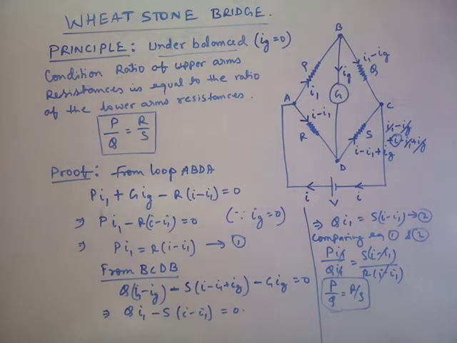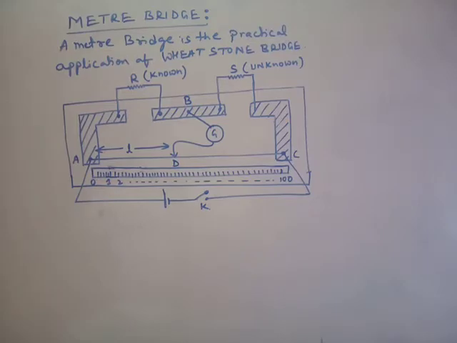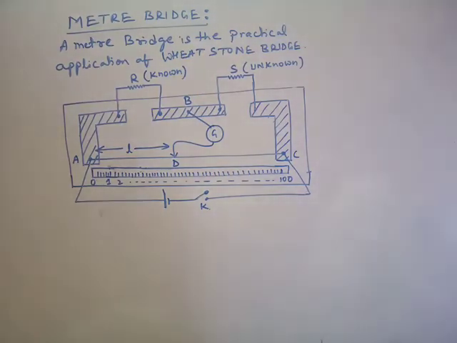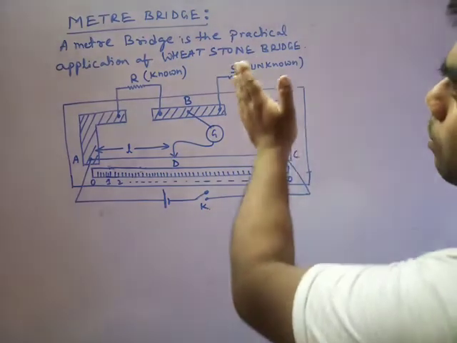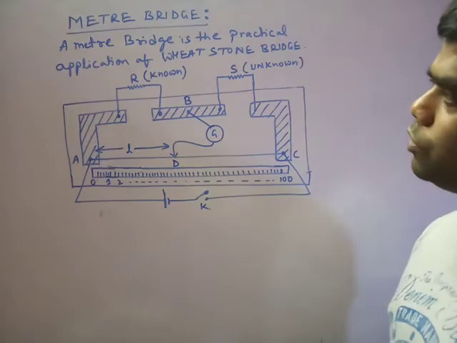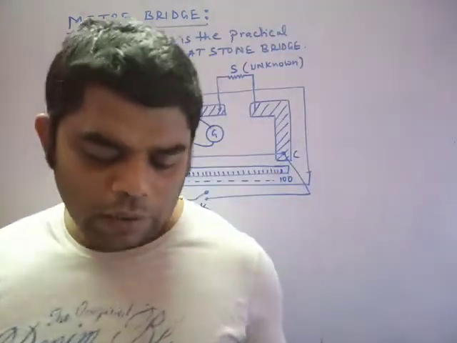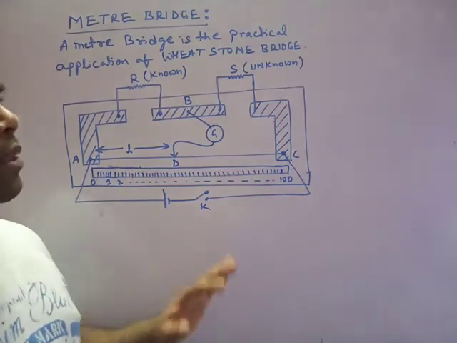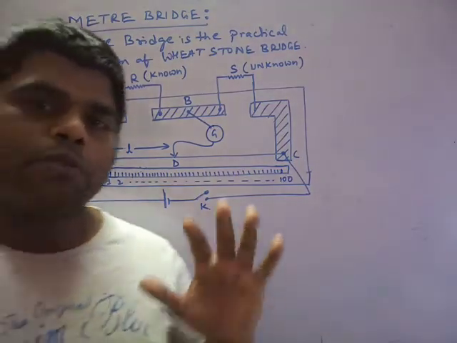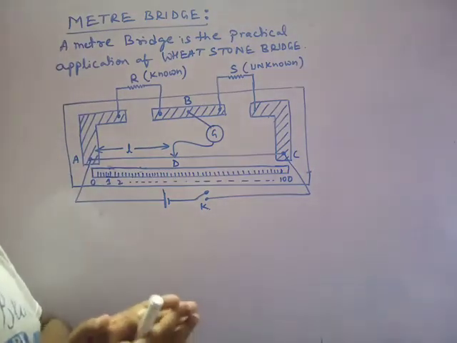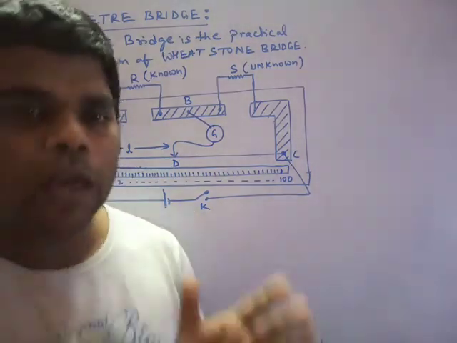Yes, dear student, now in front of you, this is a meter bridge. So what is a meter bridge? Let me give you the information about this. A meter bridge is the practical application of the Wheatstone bridge. Just now we have done the Wheatstone bridge. In the Wheatstone bridge, we have already discussed that it is always balanced, and under the balance condition, we know which formula to use.